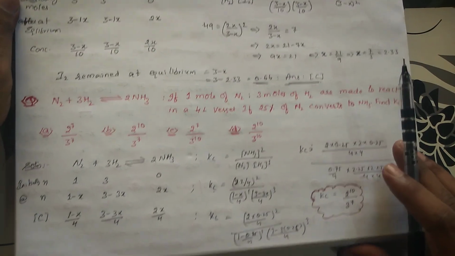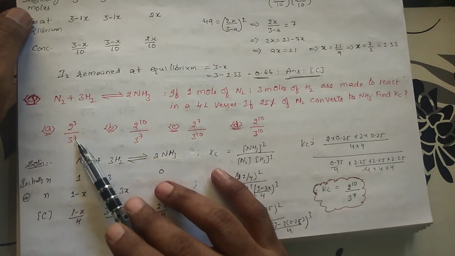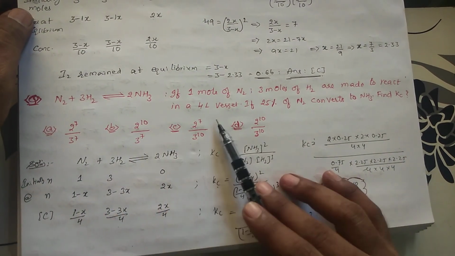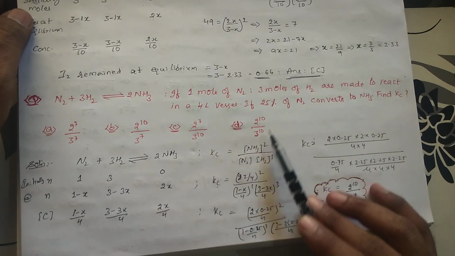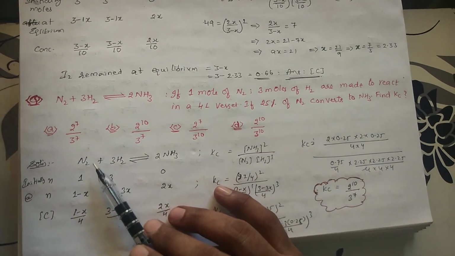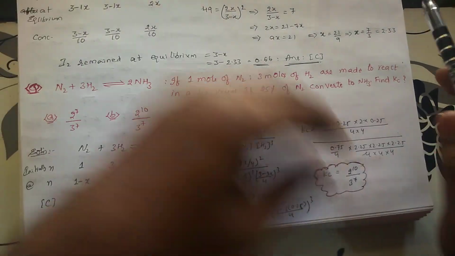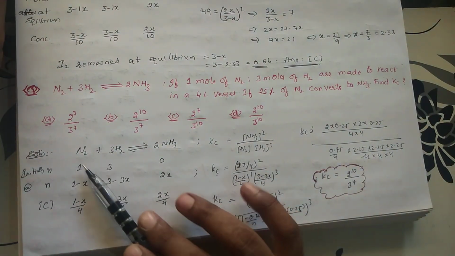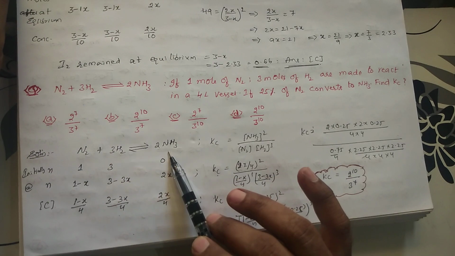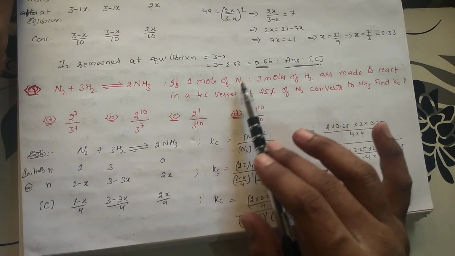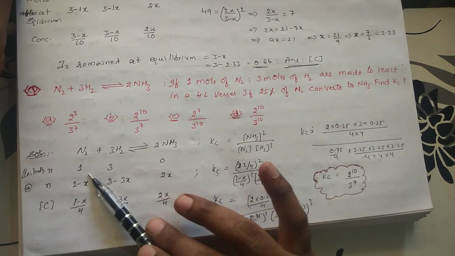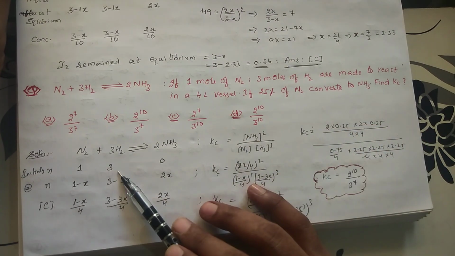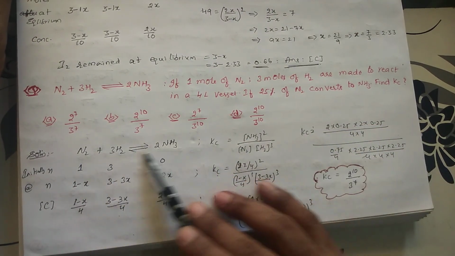Okay. So options are 2 power 7, 3 power 7, 2 power 10, 3 power 10. Okay. Let us go into the solving of this problem. First you try to solve yourself by pausing the video. After that you check out the answer. N2 plus 3H2 gives us 2NH3. See how many moles of N2 are there? It is 1 mole. How many moles of H2 are there? It is 3 moles. This is the general balanced equation.